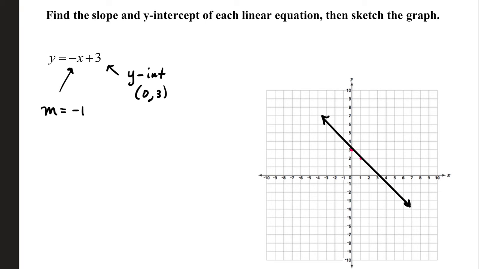Connect those 2 points with a line, and you have a visual representation of all ordered pairs that satisfy that equation. For example, 3, 0, we notice the line goes through there. If x is 3, negative 3 plus 3 is 0. We plug a 3 in, our answer is 0, so 3, 0 is a point on that line.